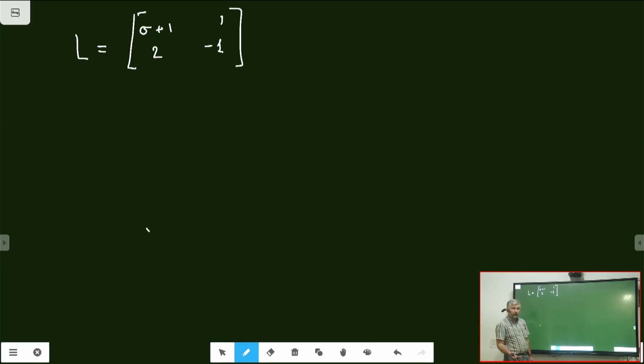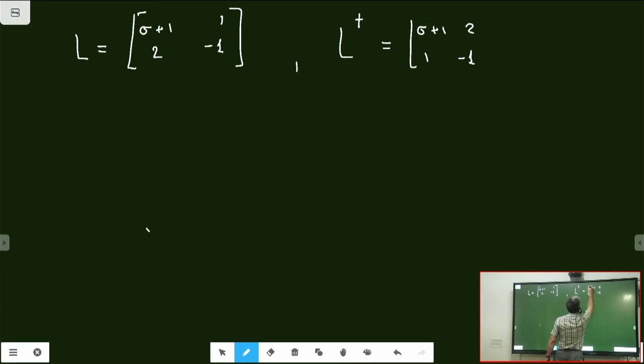Adjoint is going to be transposed plus conjugation. Everything here is real. Maybe sigma is not real in principle, but in our case, even sigma is real. So in this case, it's just pure conjugation, pure transposition. Agree? So therefore, L dagger is going to be equal to sigma plus [[1, 2], [1, -1]]. Agree?